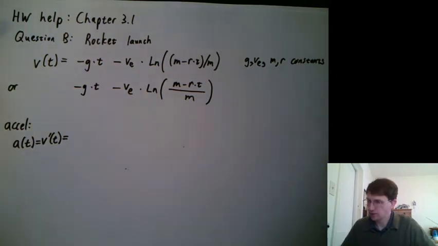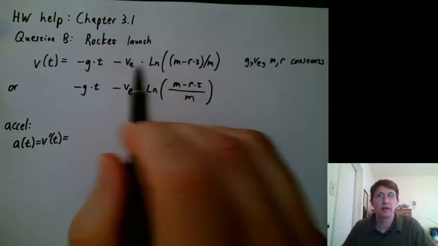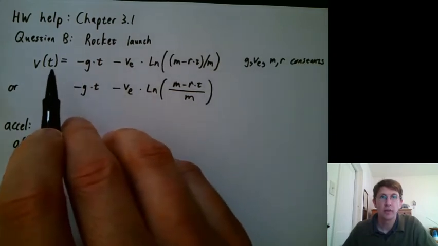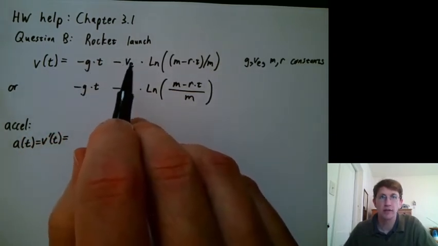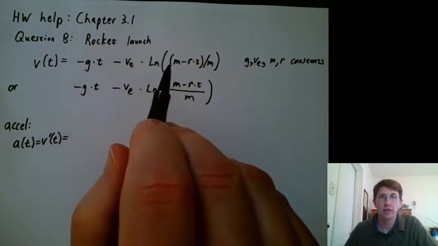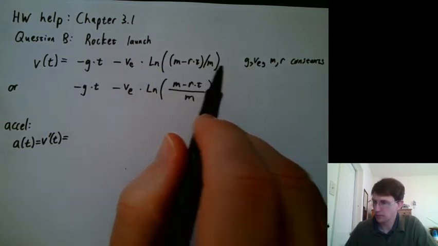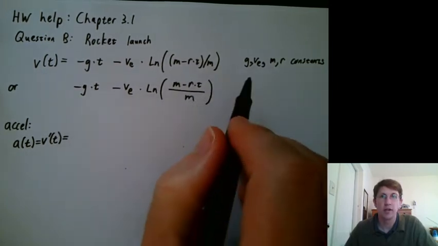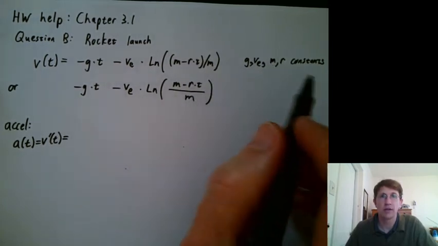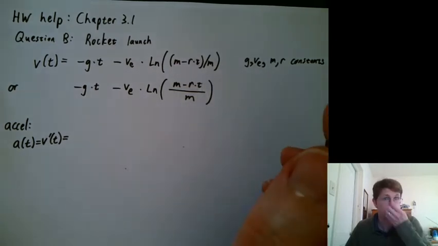Let's do some homework help on the chapter 3.1 rocket launch problem. It gives us this formula: velocity at time t is negative g t minus v sub e, that's exhaust velocity, times natural log of (m minus r t) over m. This is the way it's written in the homework, but it might help to write it this way. And g, v sub e, m, and r are constants, and t is our main variable of interest.